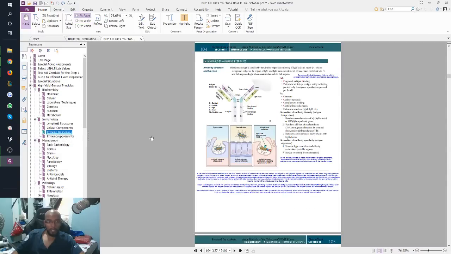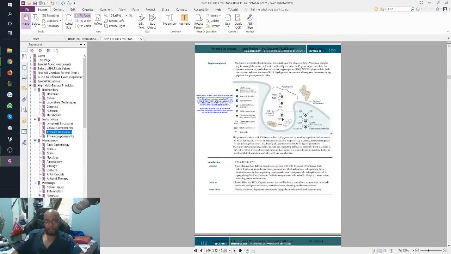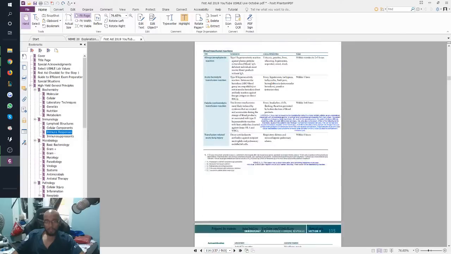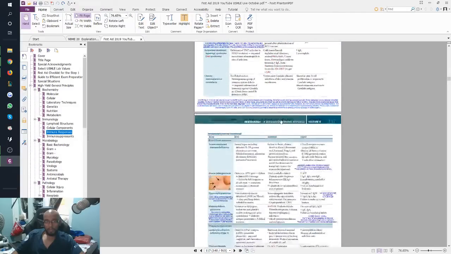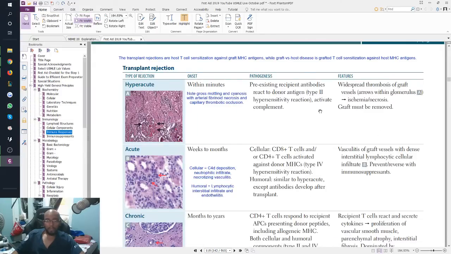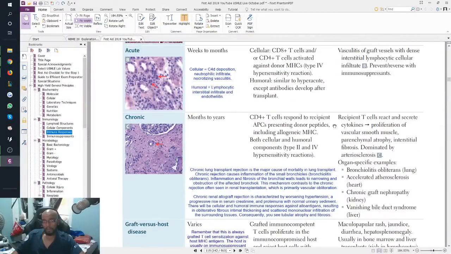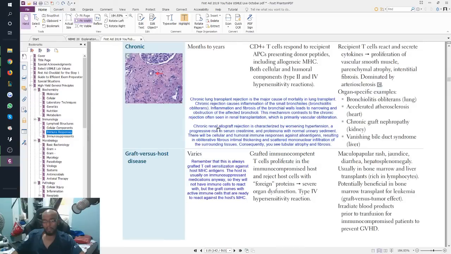And when you look at transplants, let me see, transplant rejection, vaccination, blood transfusion, where's the... Okay, transplant rejection. So, when you look at transplant rejection, where do they mention it? Yeah. They don't quite mention it here.